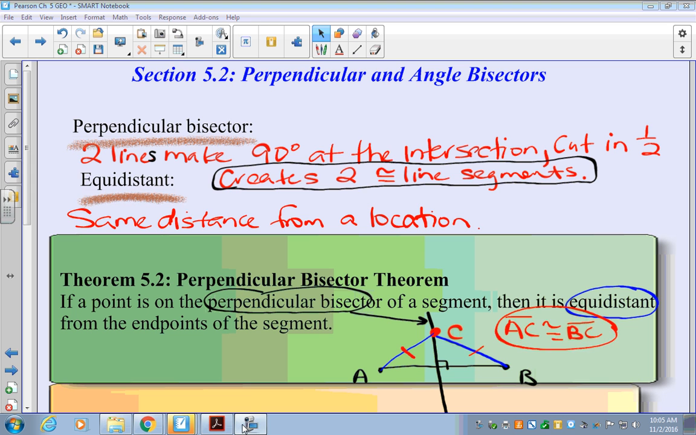All right, and then equidistant means that you are the same distance from a location. So if you're in the classroom with me, you can see that Jacob and I are equidistant from the center of that group. We're both the same in the space in between the two groups. So equidistance means you're the same distance from the location.